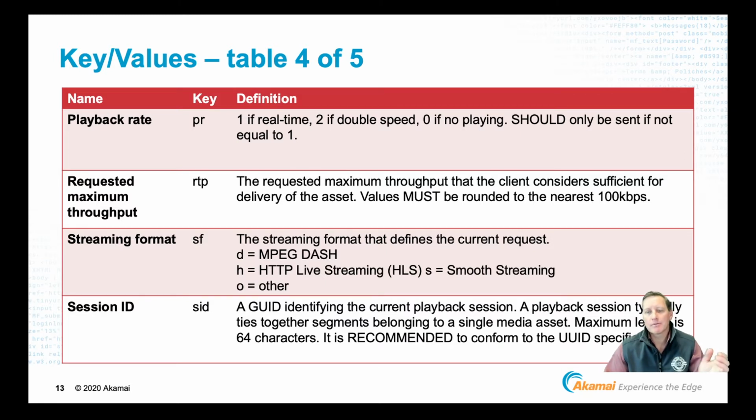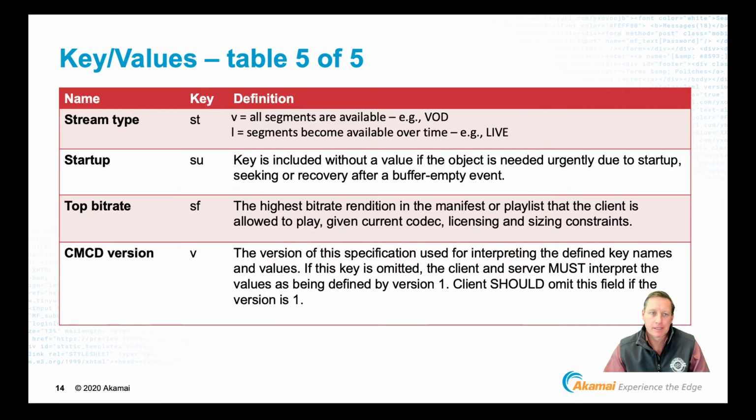And then probably one of the most important of all, which is session ID. So this is a random GUID. It does not repeat, okay, but it identifies a given playback session and it ties together all the independent requests that might happen or be spawned by that session. There could be hundreds or thousands of media objects requested, all to play back one 2-hour VOD movie, for example. Stream type just tells us if it's live or VOD.